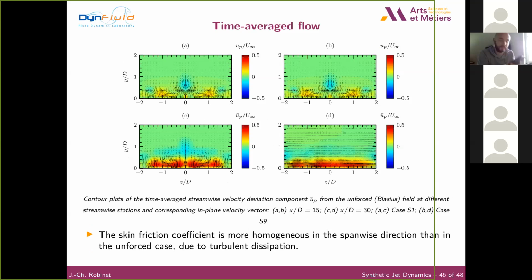We mix the flow in comparison to the baseline, and this mixing is due to the turbulent dissipation.